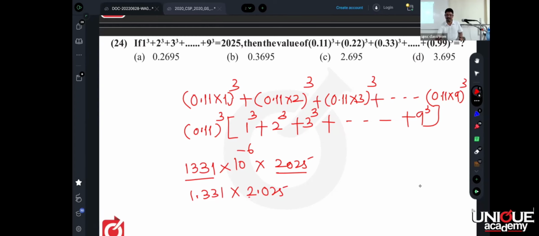In this way, we need to get it. Are you getting me? Whether it may be 10 raised to minus 6, minus 4, or minus 5, you need to get the closest integer here. Is it clear? So here, for 2.025, the closest integer is 2. Like that, we can get the answer. So the answer is approximately, no doubt, option C, that is 2.695.